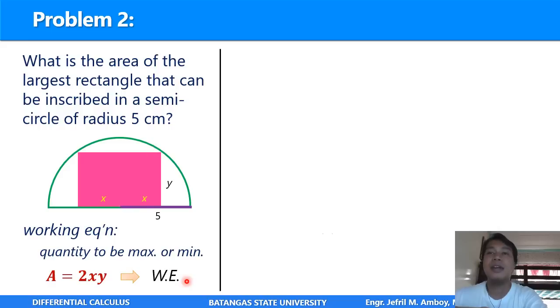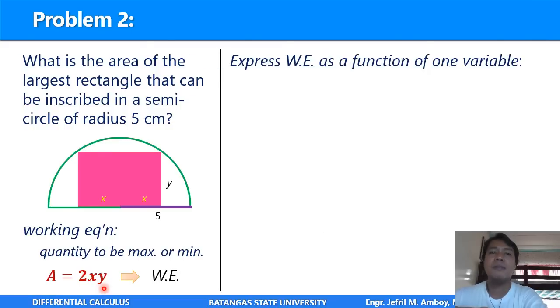Now, what is the next step after obtaining the working equation? The next step is to express the working equation in terms of a single variable. No? So, ano ang ibig sabihin nun? Ibig sabihin lang nun, kung isang variable lang dapat ang matira, then it should only be x or y. No? Sir, anong gagawin natin para matira yung x or y? Papawiin ko na dito yung y?